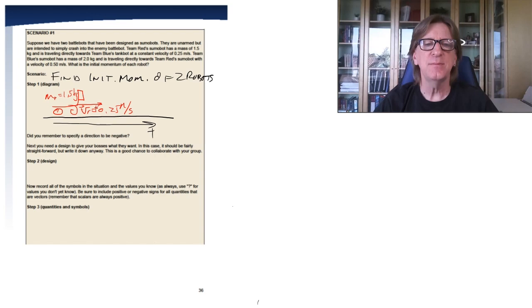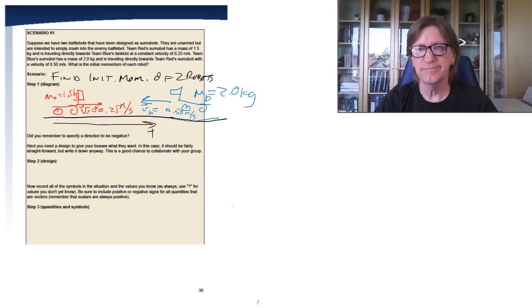All right, now our blue robot, it says, is moving directly towards the red robot. So it's going this way. We'll go ahead and extend our ground so he's not just hanging out there. All right, so we know that the blue robot, which we'll call MB, has a mass of 2.0 kilograms, and it's got a velocity going towards the red robot. So that's going to be VB, which is a vector, and it's got a velocity of 0.50 meters per second. But that's the magnitude. We need a direction. So is the blue robot moving in the positive direction or the negative direction? It's going in the negative direction. So we're going to put a negative sign right there.